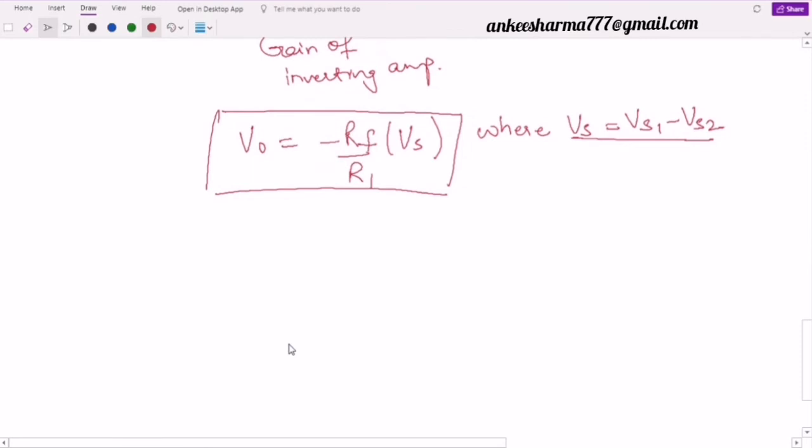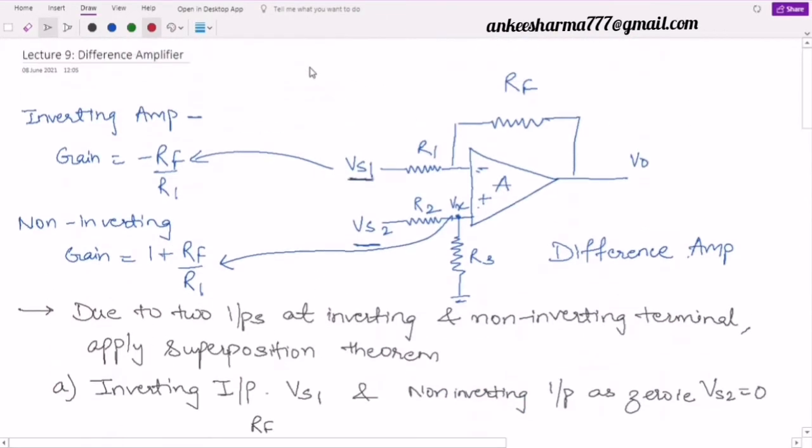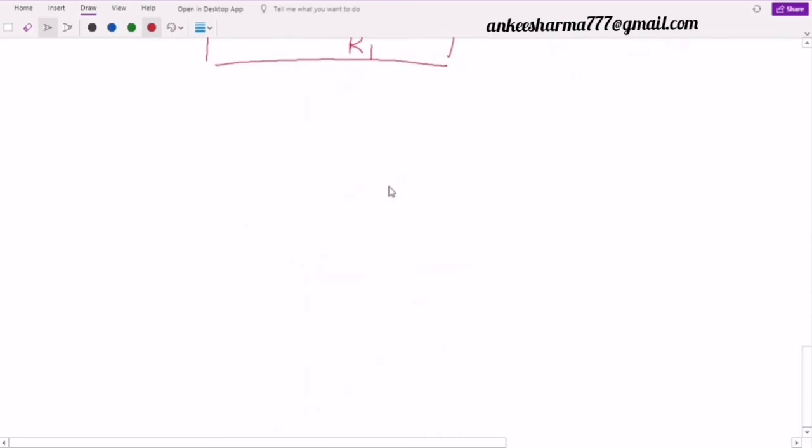Now in the exams, or I would say in the engineering services exams, once a question came that you have to make a difference amplifier but with two operational amplifiers. What we have done here is make a difference amplifier with a single op-amp. But what if it is asked that you have to make the difference amplifier with two op-amps? How will you do that? So we will discuss that also. So the next topic is difference amplifier with 2 op-amps.